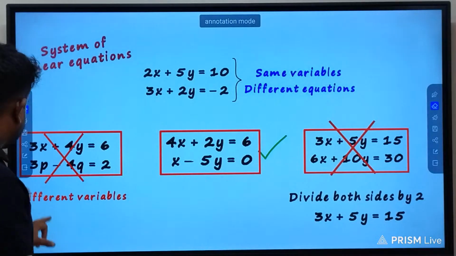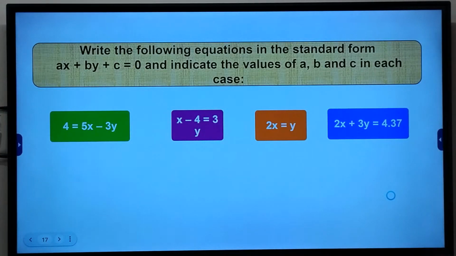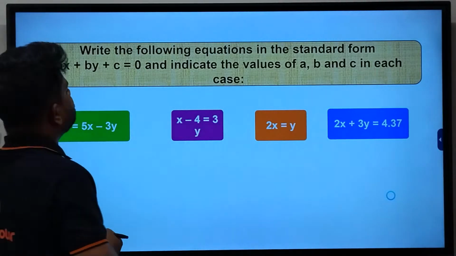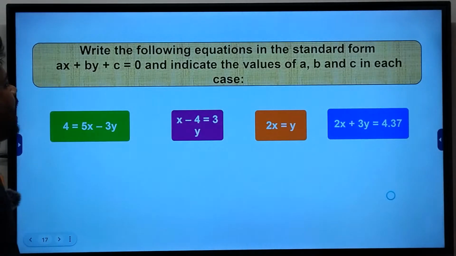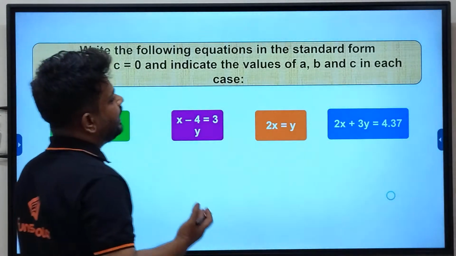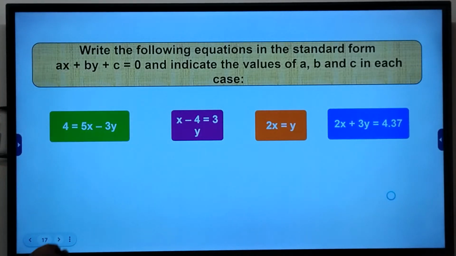Okay, so let's go to the next one. Write the following equation in the standard form: ax plus by plus c equals 0, and indicate the values of a, b and c in each case.